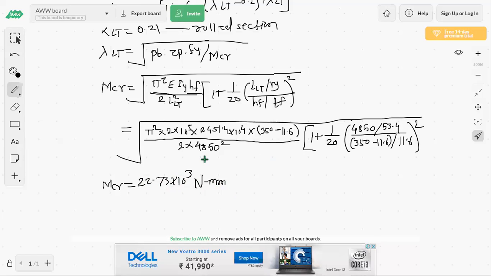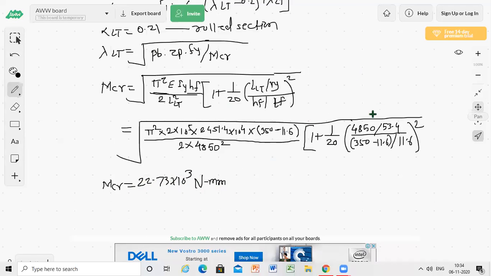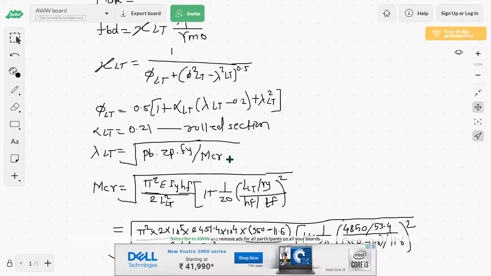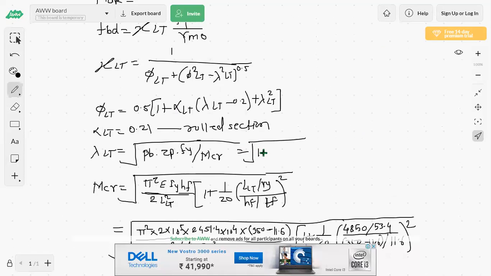Okay. So now put this MCR value in alpha LT. Go above. Now put here, beta B is 1. Okay, correct, Sonali. Now you are correct. Beta B is again here 1 into ZP value. How much ZP value we have taken here? So now calculate lambda LT here.